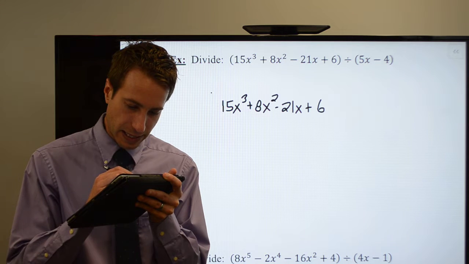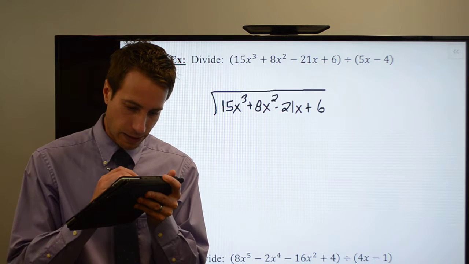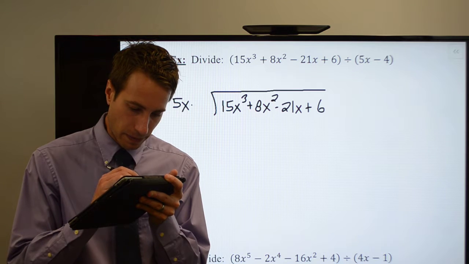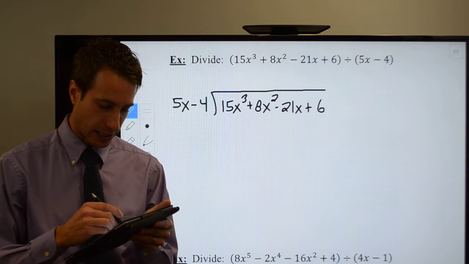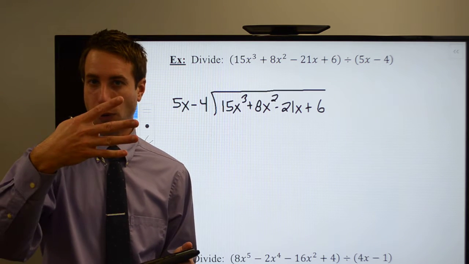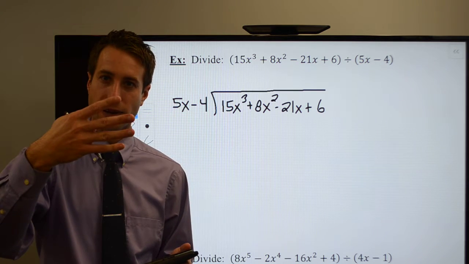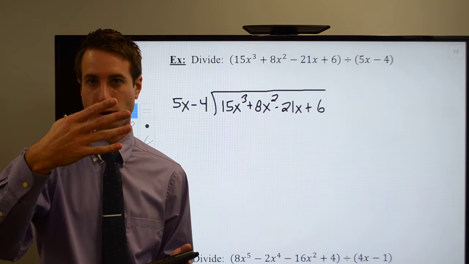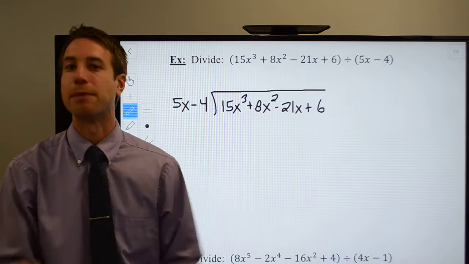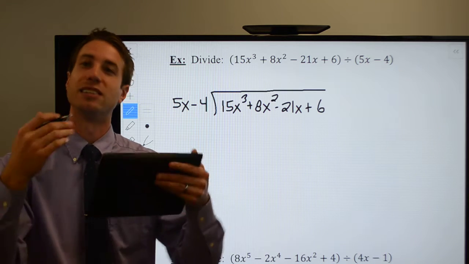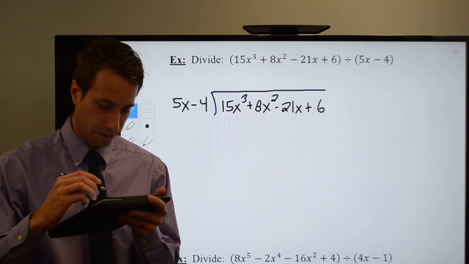Okay, there's my dividend. There's my divisor, and we're all set to get started. Remember, we run through those 4 steps. It is divide, multiply, subtract, and then bring down. Once you go through those 4 steps, you just go back to the top and keep repeating that process until you run out of things to bring down.